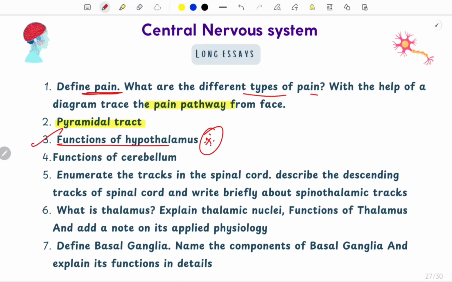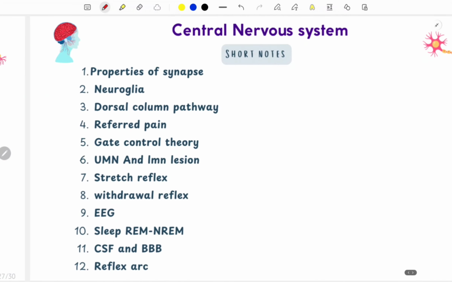Functions of hypothalamus is another 10 mark question that I wrote in the exam. Functions of cerebellum, enumerate the tracts in the spinal cord and describe the descending tracts of spinal cord and write briefly about the spinothalamic tracts. What is thalamus? Thalamic nuclei, functions of thalamus, and add a note on applied physiology. Define basal ganglia, name the components of basal ganglia and explain its functions in detail.